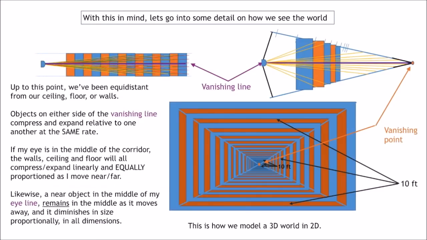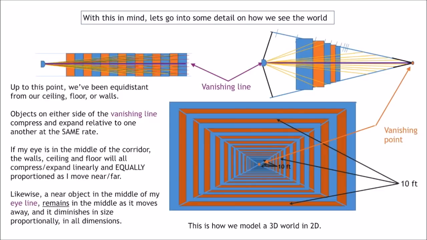So with this in mind, let's go into some detail on how we see the world again. We'll point to our perspective illustrations here. Up to this point, we've been equidistant from our ceiling, floor, or walls. We've been right in the middle. Objects on either side of the vanishing line compress and expand relative to one another at the same rate. So these 10-foot walls and ceilings all went towards our vanishing point at the same rate.